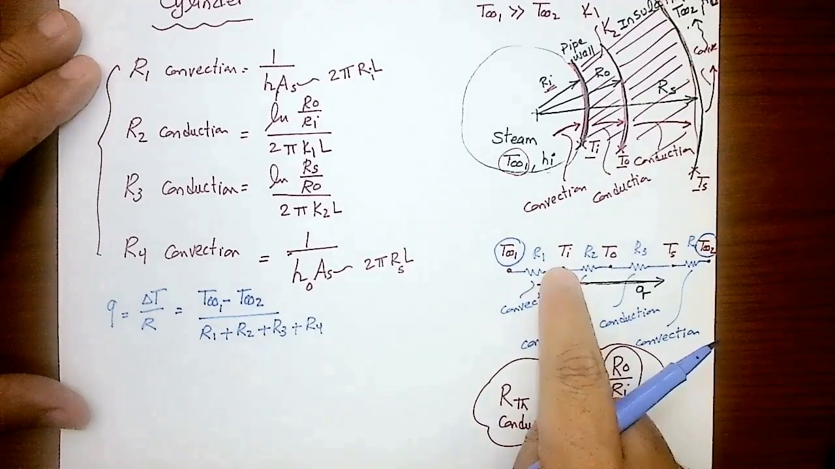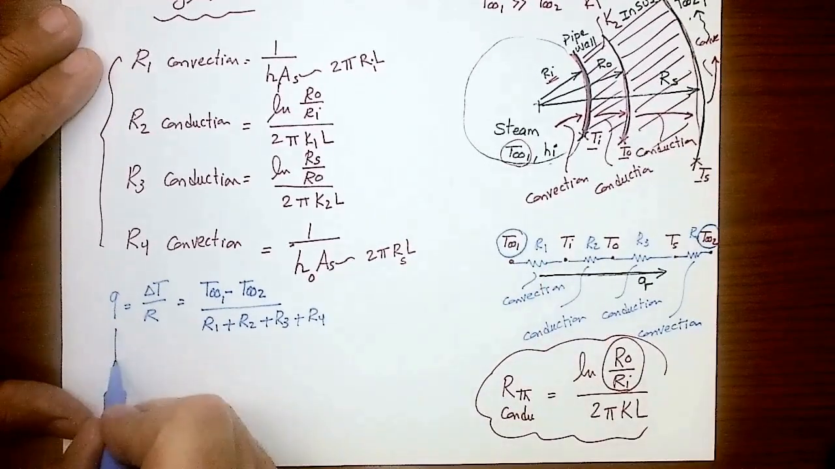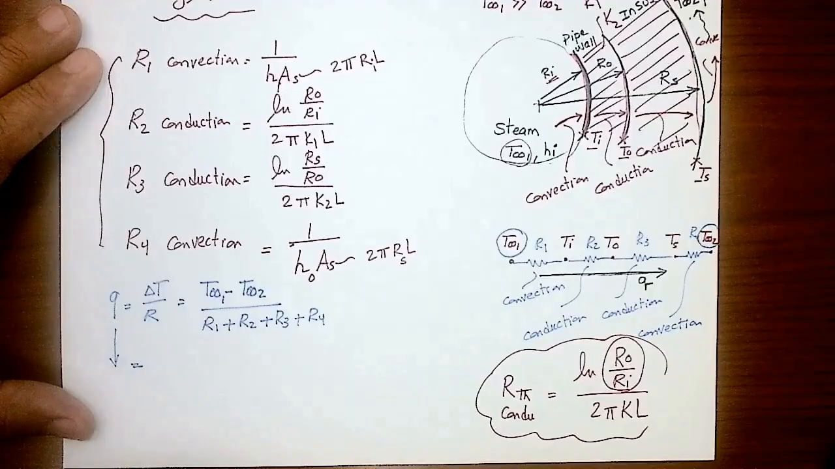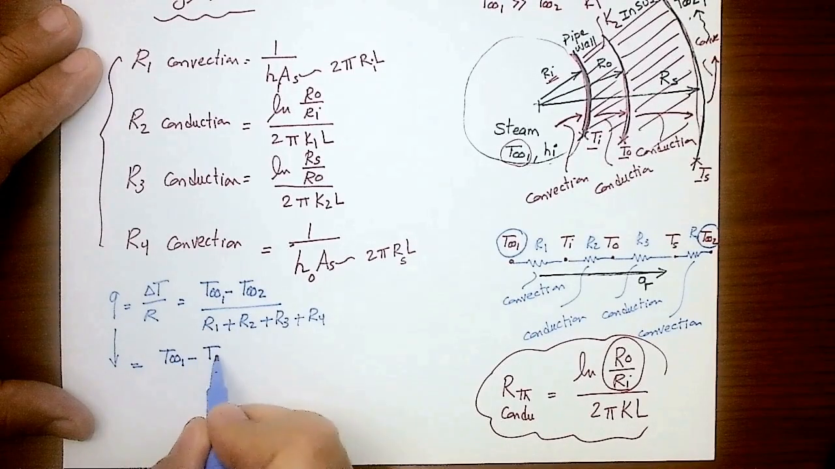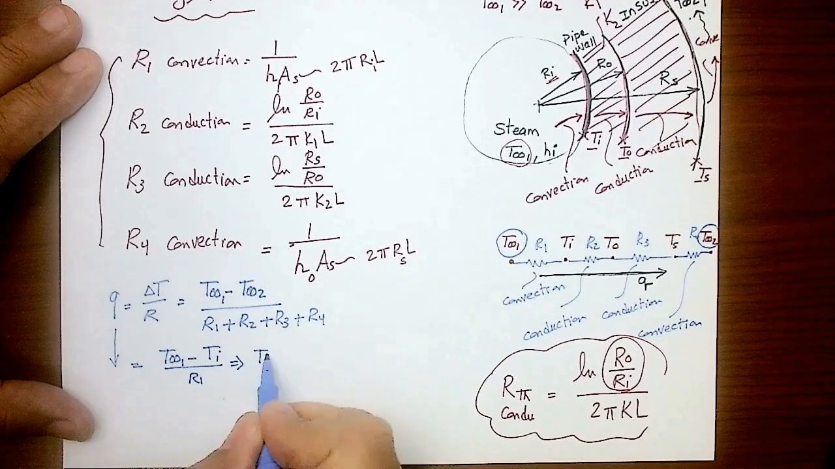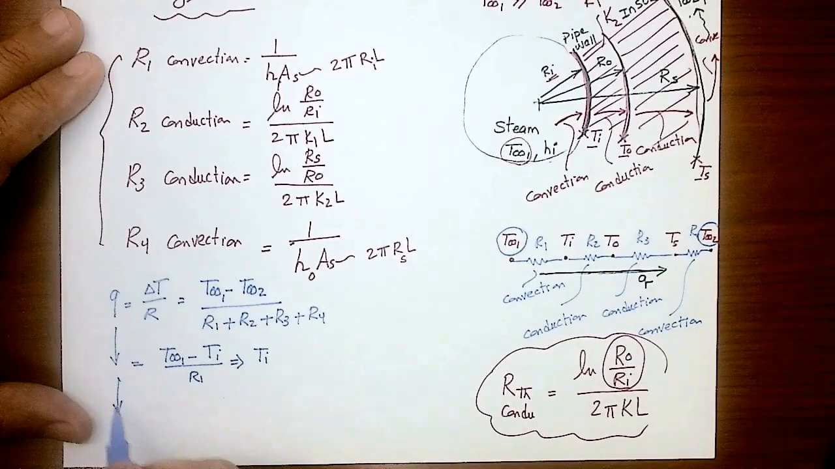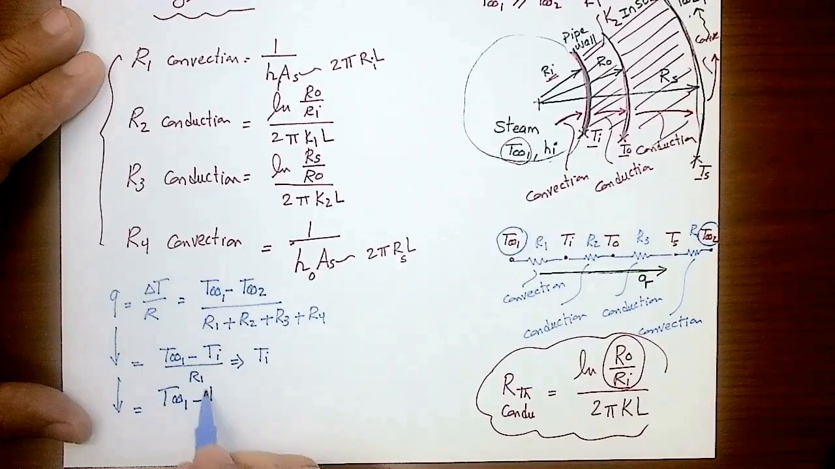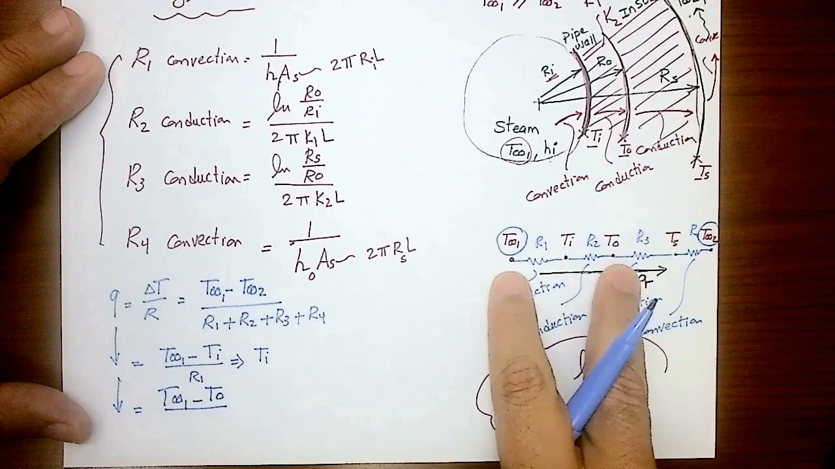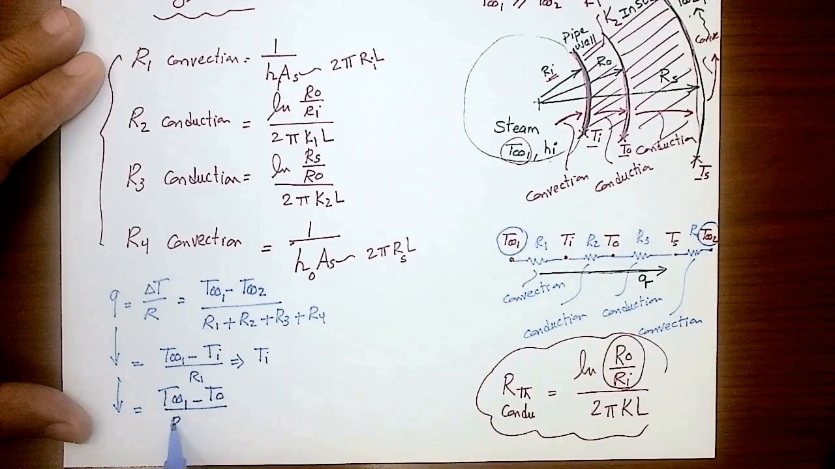Then I want to calculate Ti. Again, you're going to take that value of Q you calculated. You're going to do that calculation again by T infinity 1 minus Ti divided by R1. This equation can easily get me Ti. I want to get T out. I'm going to take the same Q. I said that's equal to T infinity 1 minus T out, in this case divided by R1 plus R2. This equation will give me T out.